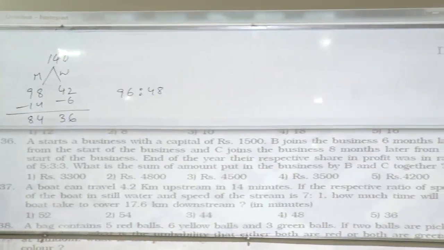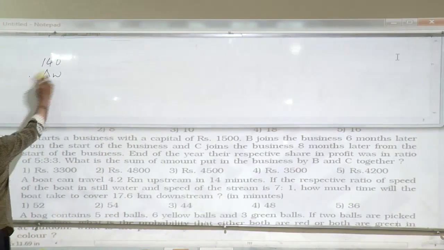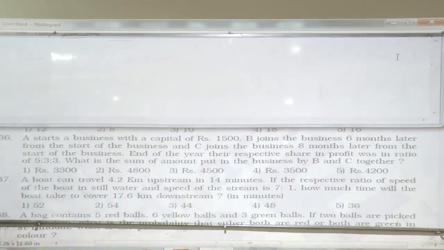36. A starts a business with a capital of 1500. B joins the business 6 months later from the start of the business, and C joins the business 8 months later from the start of the business. At the end of the year, their respective shares in the profit were in the ratio 5:3:3. What is the sum of the amount put in the business by B and C together? By B and C together, right?